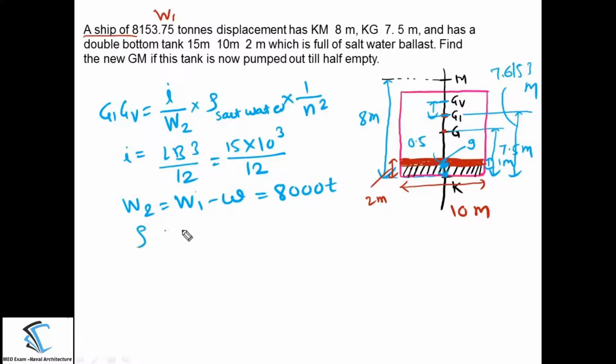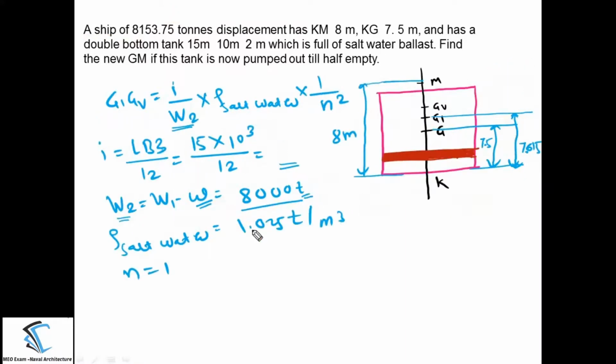Now rho is 1.025 tons per meter cube. Always keep in your mind, take the density in tons per meter cube. The reason is the W which we have taken is in tons. Now coming to n. n is the number of compartments longitudinally. In this case they have not mentioned anything about compartments. So if nothing is mentioned about the compartment, you have to take n equal to 1. They have not mentioned anything about a center girder or anything. Nothing is there. So this whole double bottom is only a single compartment. So take n equal to 1 here.